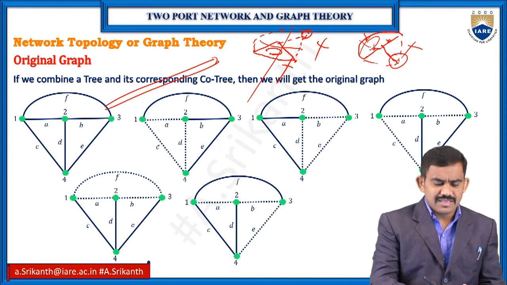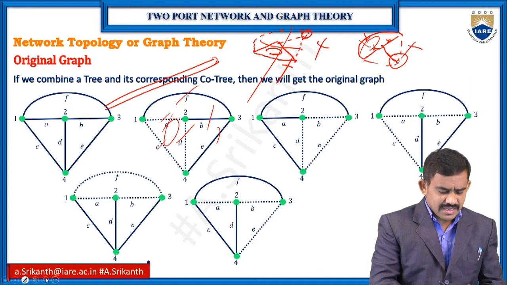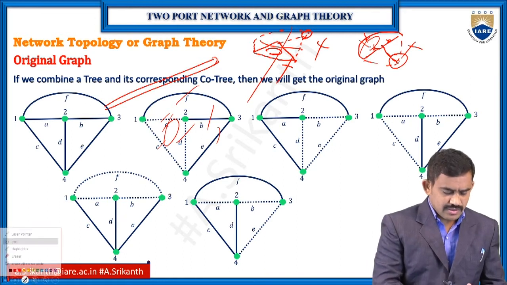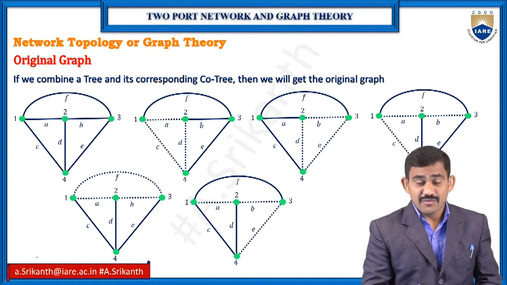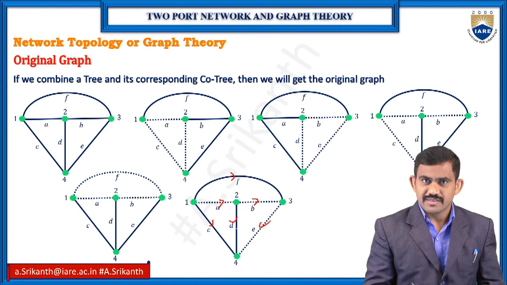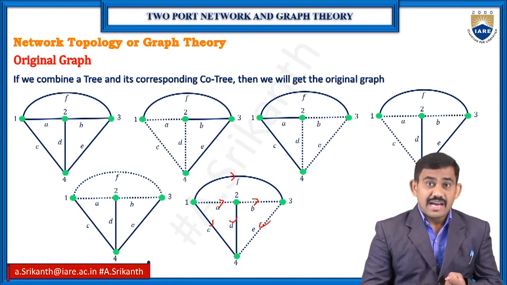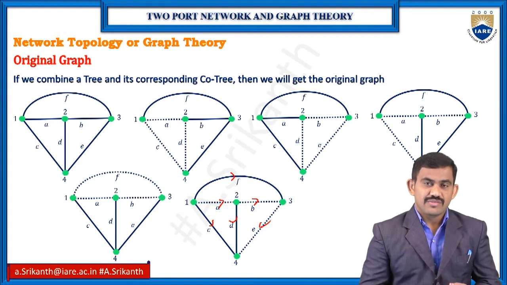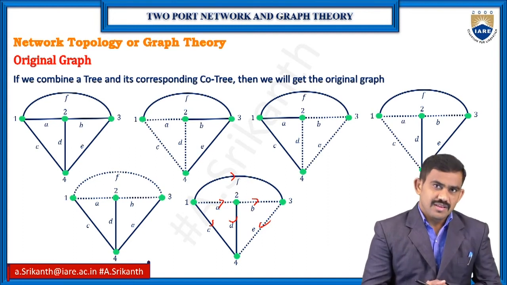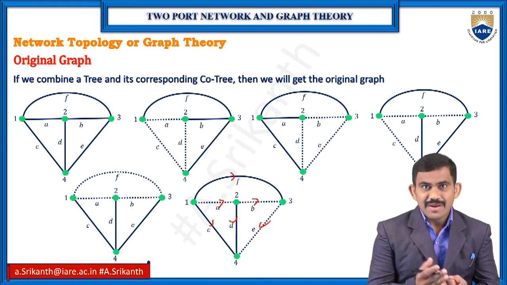So remaining are your co-trees. Trees are 3, and the remaining 3 are your co-trees. So this is about the original graph, and the original graph needs direction also. Okay, direction will also be required. So in that original graph, we have the directions, and with trees and co-trees we can find out the values of the incident matrix, basic tieset matrix, and basic cutset matrix.